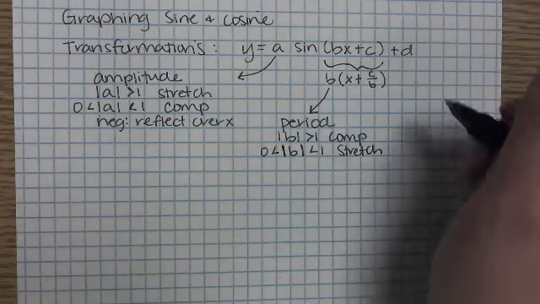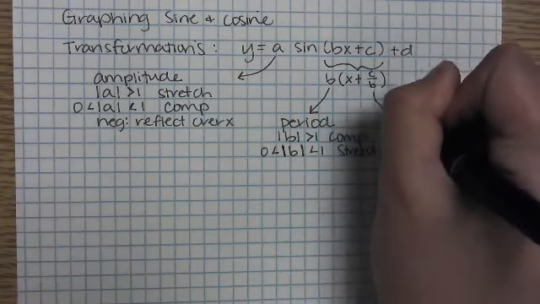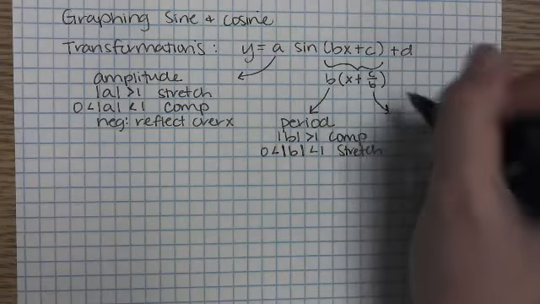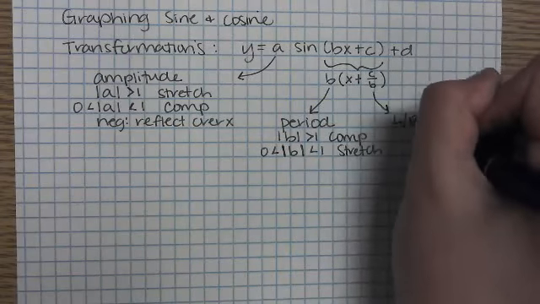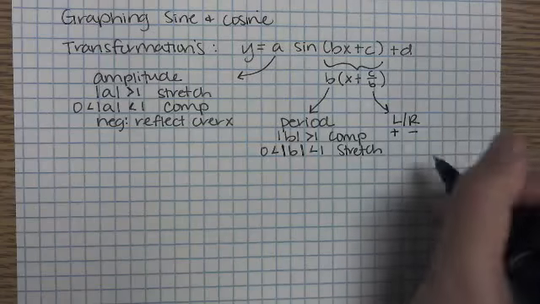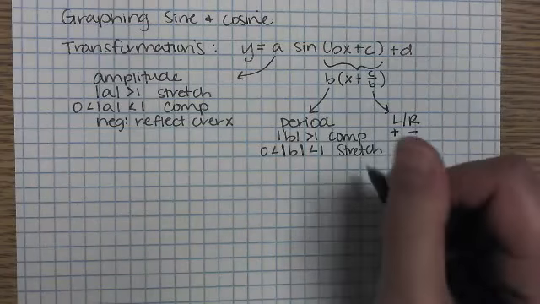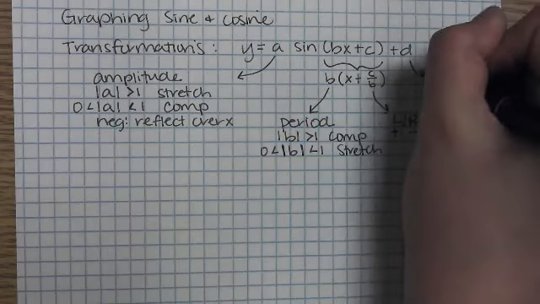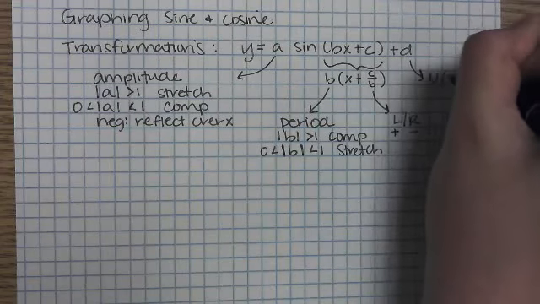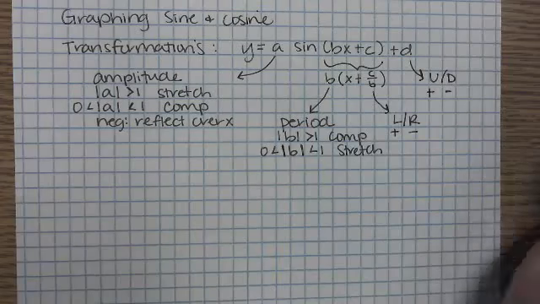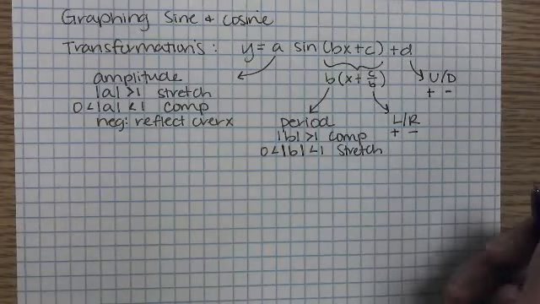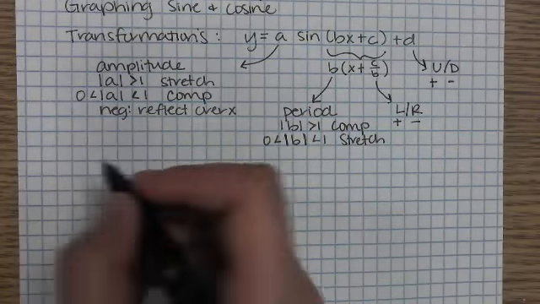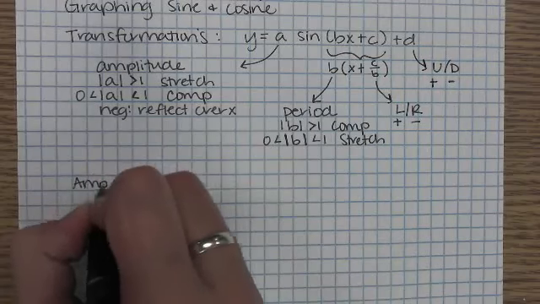Okay. This part right here, anytime, just like before, if you have something in the parentheses, that tells you a left or right movement, and it's the opposite of what you would think, kind of like how these transformations are the opposite of what you would think. And then the number on the end is still up and down, and it's still kind of exactly what you would think.